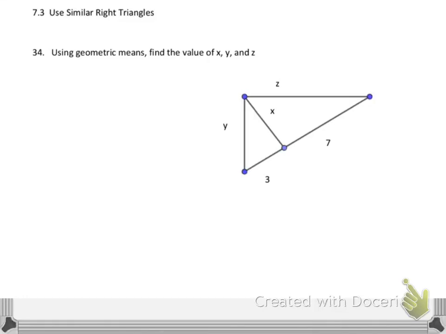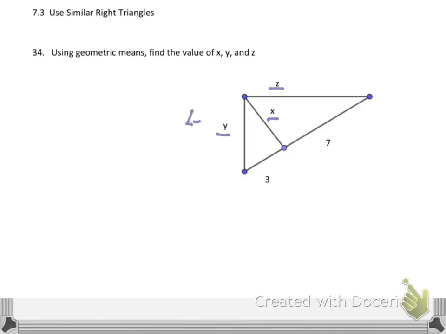Okay, in this video we're going to go over similar right triangles, and we're going to be using geometric means. Okay, so geometric means is our focus. So you need to find y, x, and z. Each of these variables operates as a geometric mean based on its location.